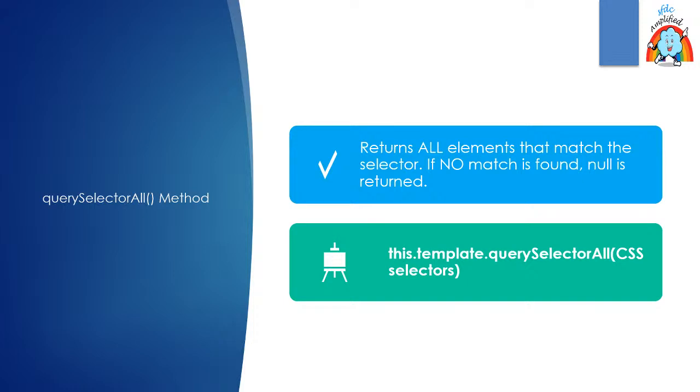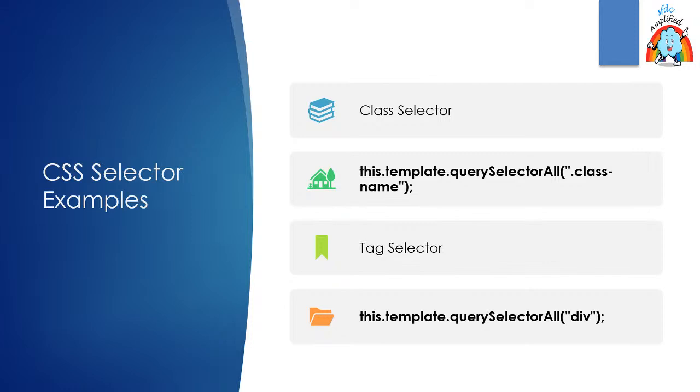We will be understanding it with the help of an example. So this.template.querySelectorAll, and there the CSS selector will help. And then there are CSS selector examples. So there is the class selector. Again, here we will be putting .querySelectorAll with the class name, and then we are putting the div name.